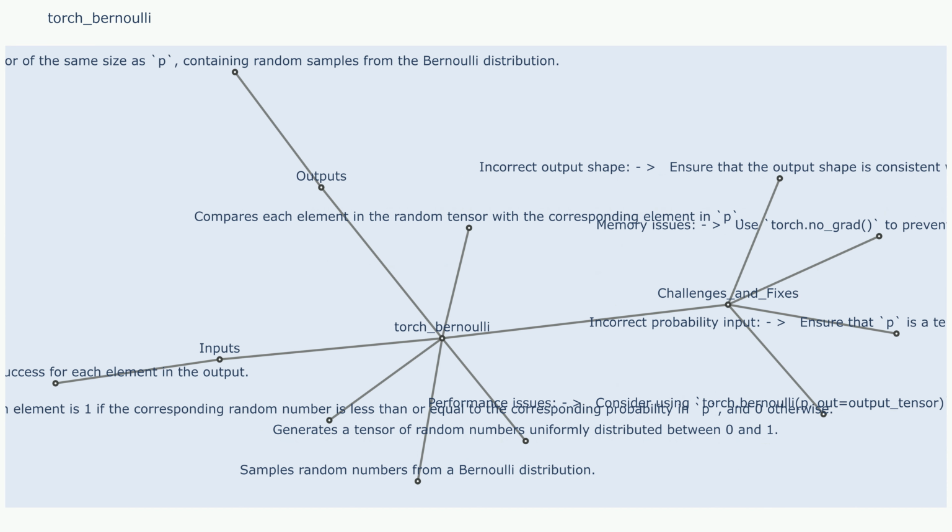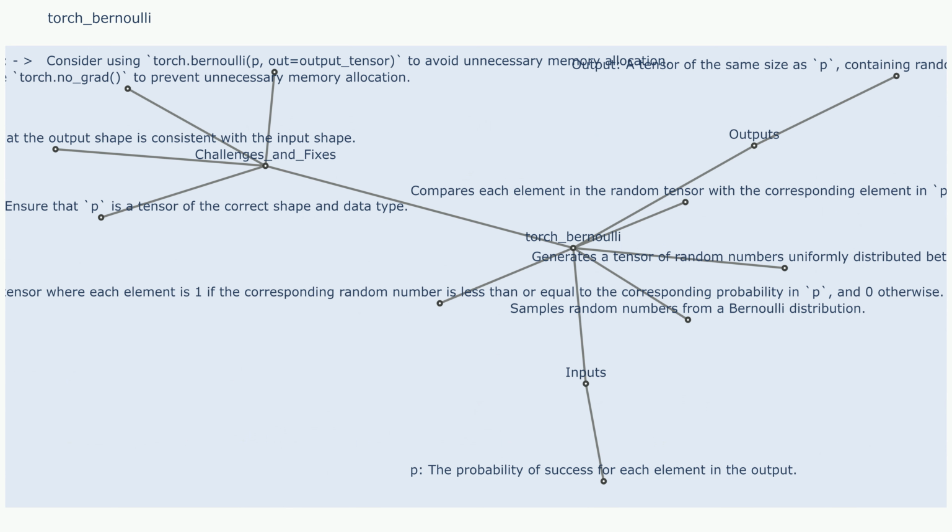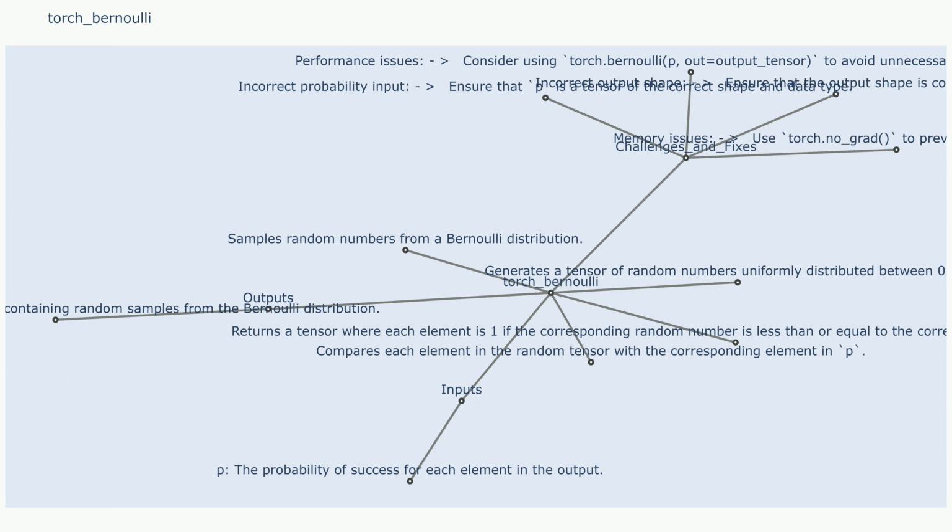Challenge 1. Incorrect probability input. Sample use case that resulted in challenge 1: providing a probability tensor with values outside the range [0, 1]. Fixes to challenge 1: ensure that the input P tensor contains probability values between 0 and 1. Clamp the input tensor to the range [0, 1] using torch.clamp(p, 0, 1).